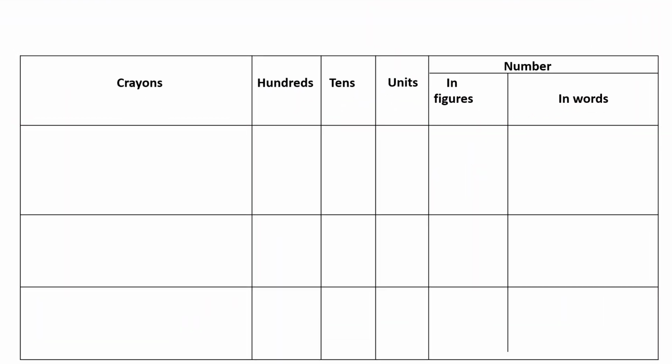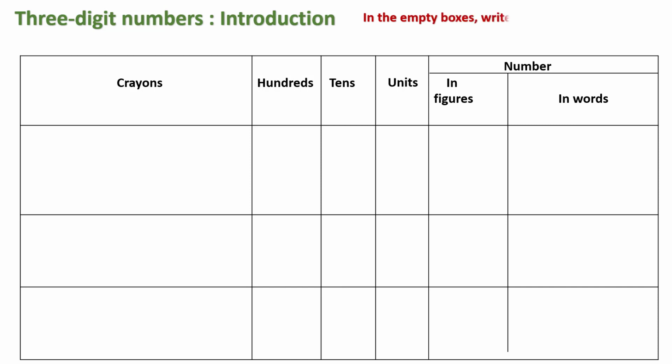Let me introduce. Look at this chart. In this chart we learn 3-digit number as an introduction, and the question is, in the empty boxes write the number in words. Look at these boxes. First box is crayon, next is hundreds, tens, units, and the last box is number box. There are two sub boxes in figures and in words.